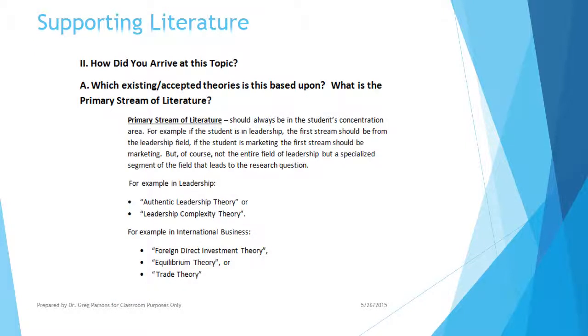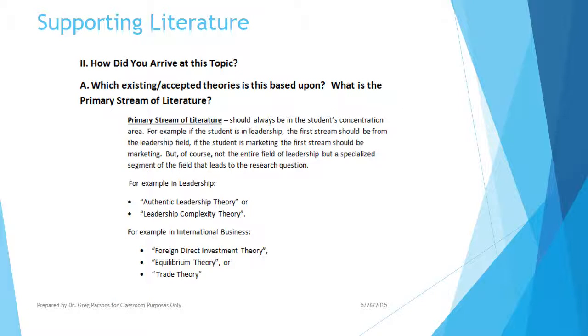Where do the theories come from? They come out of the literature. Your primary stream of literature should always be your concentration area. If you're in leadership, you should be working with leadership literature, leadership theories. If you're in marketing, you should be working with marketing literature and marketing theories. How would you know what's been done? How would you know what the theories are unless you're working in that particular area?